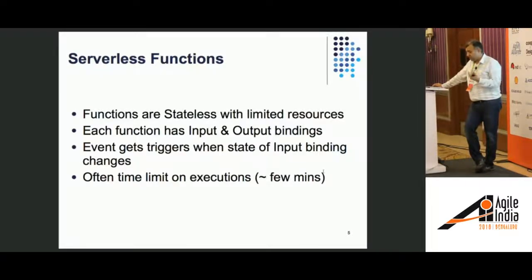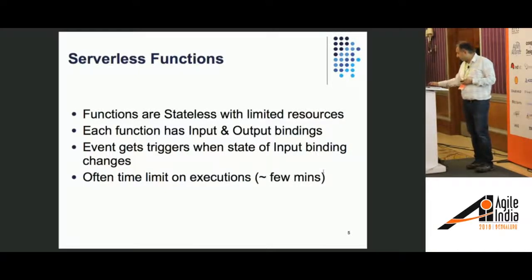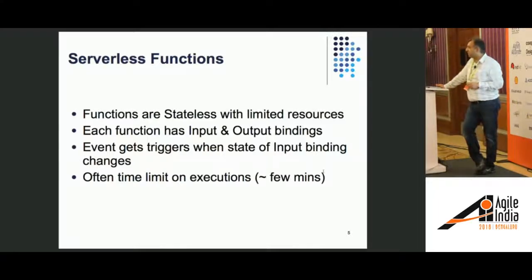Like I said, each function would have a certain kind of input and output binding, right? Event gets triggered, function acts, and what happens often is that there are actually limits on the execution time of this function. This is more cloud dependent. I think Google puts 9 minutes, Azure puts 10 minutes, AWS puts 5 minutes.